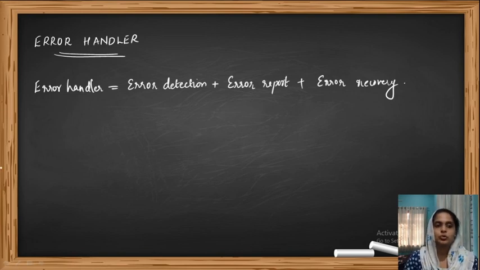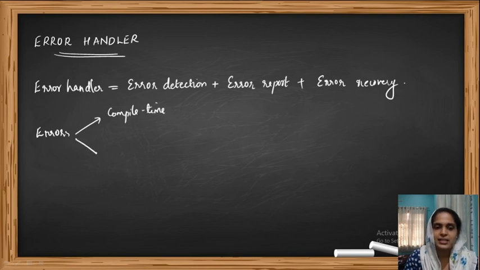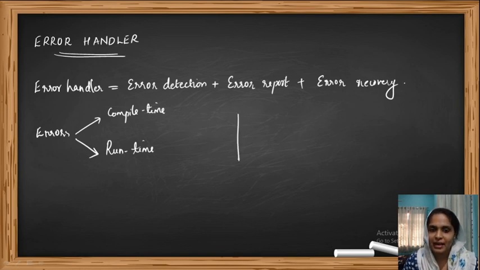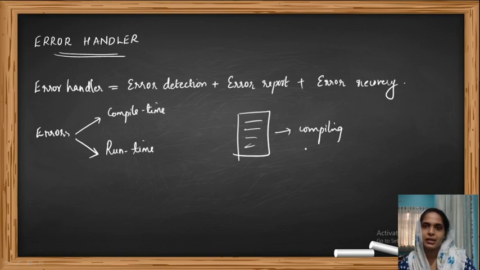So basically there are two types of errors. One is the compile time error and the second one is the runtime error. That means suppose we are having a C program and we are compiling it. And after compiling it, an error message is displayed. All the errors reported in that message will be the compile time errors. That is, the errors that we detect during the compilation process.